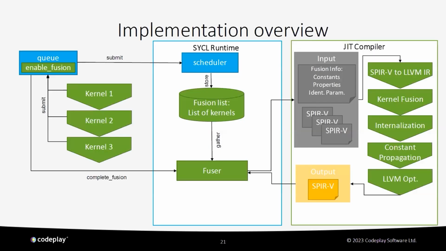Okay, now I will give you a small insight into how we implemented all of this. I guess you all know how the runtime works and how kernel submission works, but basically the main change that we introduced here is that now when you submit kernels to a queue, you are not sending them to the scheduler. Well, you are, but the scheduler is not scheduling them right away. It is storing them and all of the needed information into a fusion list. We call it a fusion list because it has a cool name, but it's just a list of kernels.